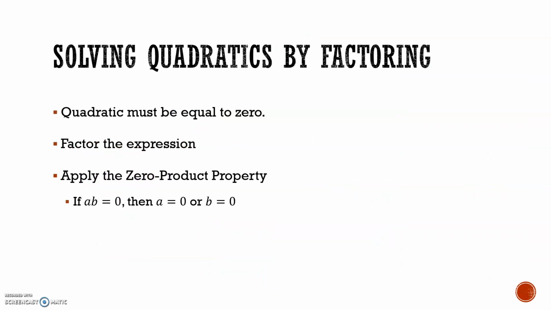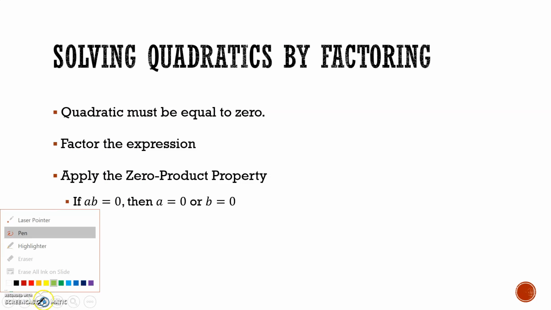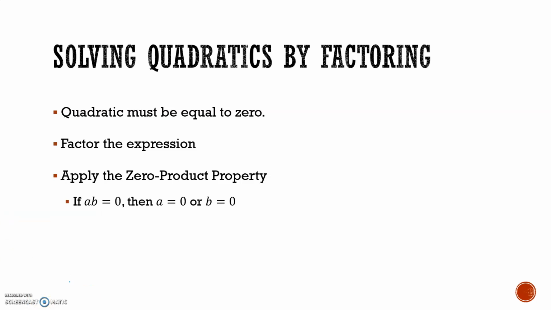But we're going to look now at factoring. Graphing is good, but factoring is better. So some key things to remember. The quadratic must be equal to 0. It has to equal 0, otherwise we can't factor. We're going to factor the expression and then apply the zero product property. We learned about this at the beginning of the year. It just says that if you have two things being multiplied together and your answer is 0, one of those things has to equal 0.